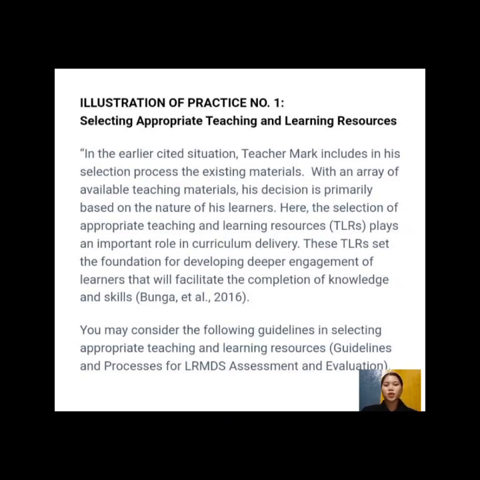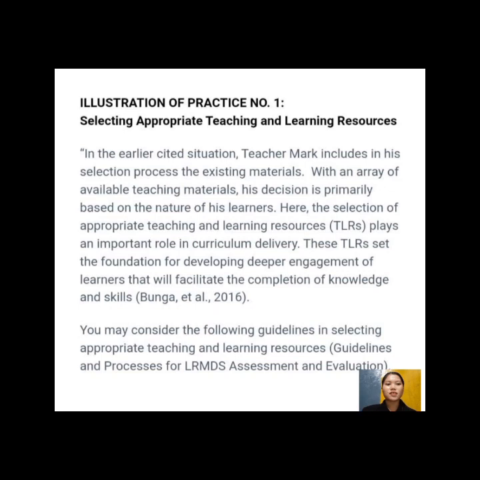Okay, let's proceed to illustration of practice number 1, selecting appropriate teaching and learning resources. Teacher Mark includes in the selection process the existing materials. With an array of available teaching materials, his decision is primarily based on the nature of his learners.